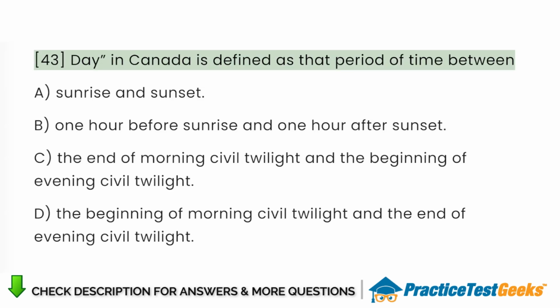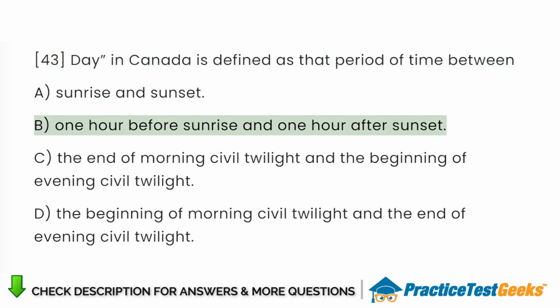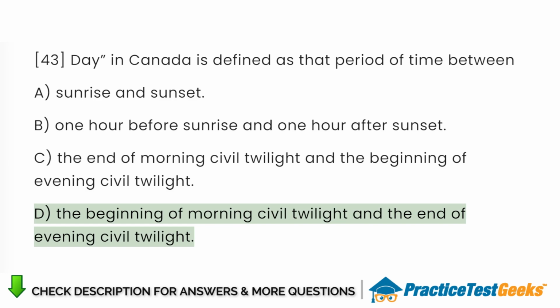Day in Canada is defined as that period of time between A. Sunrise and sunset. B. 1 hour before sunrise and 1 hour after sunset. C. The end of morning civil twilight and the beginning of evening civil twilight. D. The beginning of morning civil twilight and the end of evening civil twilight.